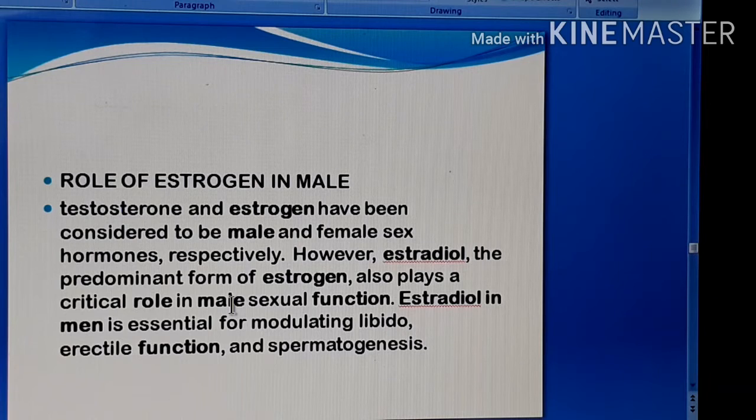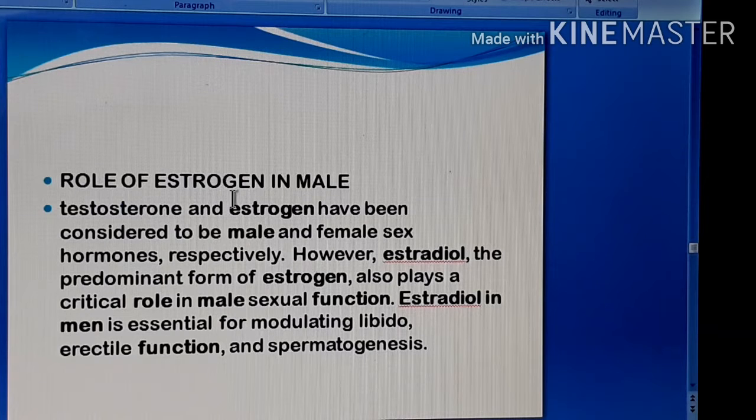Now, what is the biological role of the steroidal hormones like estrogens, androgens, glucocorticoids, and mineralocorticoids? As far as estrogen is concerned, its role in female is quite clear. But what is the role of estrogen in male? There are certain functions that are performed by the estrogens in male.